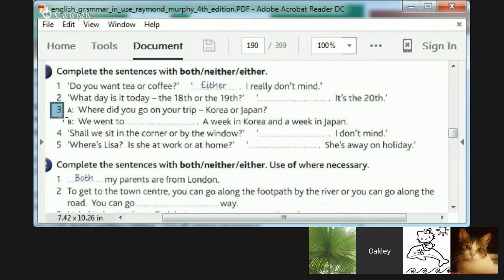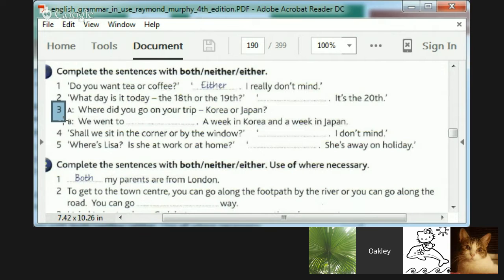Okay. I didn't understand. Philip, number 2? No, I didn't understand number 2, yes. The answer. Neither. Neither is negative. Okay, neither. So it's like saying not the 18th or the 19th. Actually, it's the 20th. So you got to remember that neither is always negative. Yes.